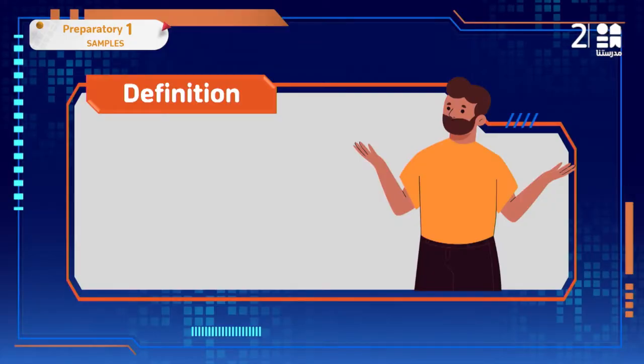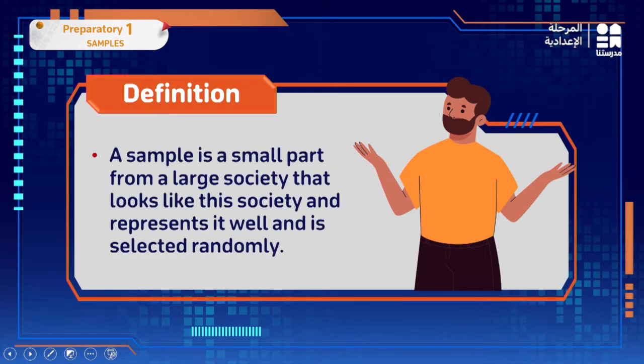Samples. First, we are going to talk about the definition of a sample. A sample is a small part from a large society that looks like this society, represents it well, and is selected randomly. So what does it mean? We are going to pick a small part from the society, من المجتمع, to show some properties, to talk about this small part from the society.